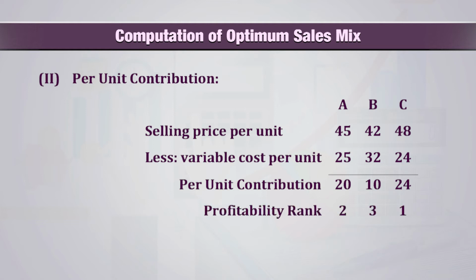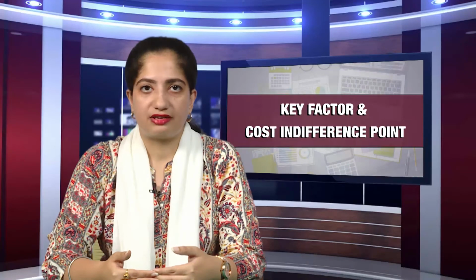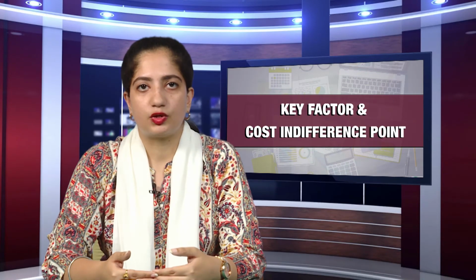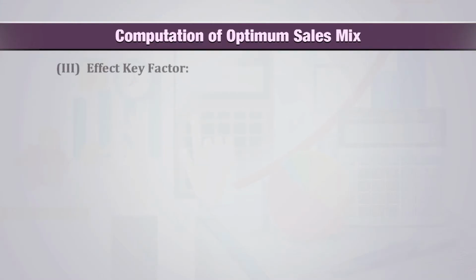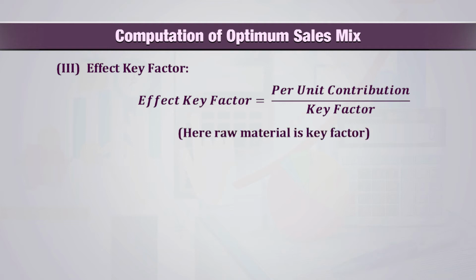According to the per unit contribution, profitability rank will be given for product A is 2, B is 3 and C is 1. So rank wise, C has first rank, A has second rank and B has third rank. However, in presence of key factor, this rank is not valid. The effect of key factor is yet to be examined. Number 3, effect of key factor. Effect of key factor is calculated by per unit contribution divided by key factor. Here, raw material is the key factor.